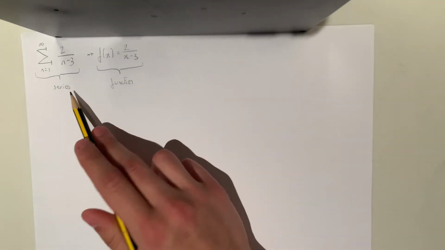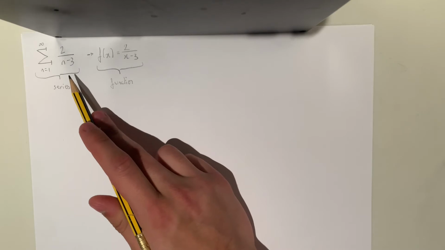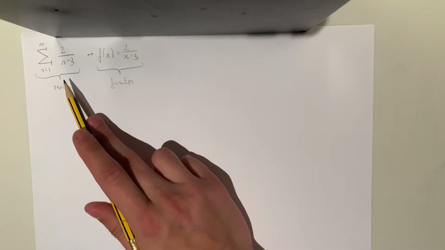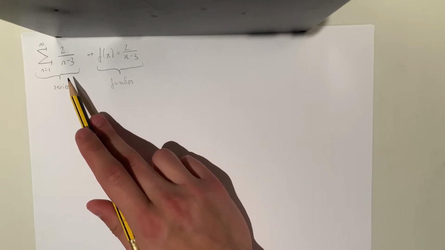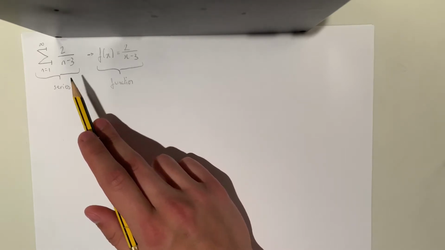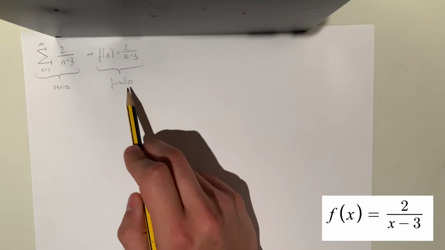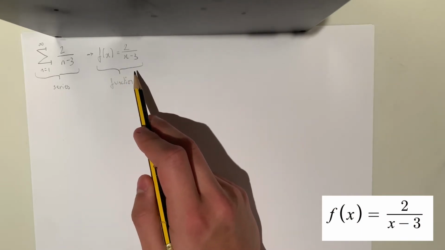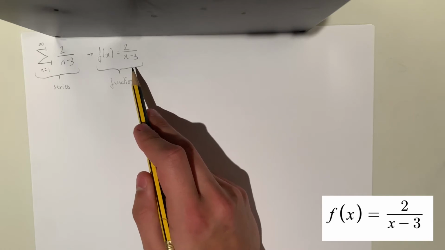So let's look at the series 2 over n minus 3 from n equals 1 to infinity. Can we check using the integral test that this series is convergent? Well, let's convert it to a function. So 2 over x minus 3. And does this pass the criteria?